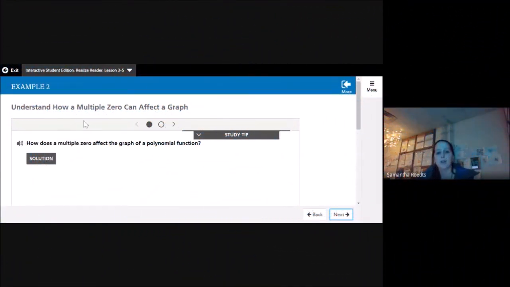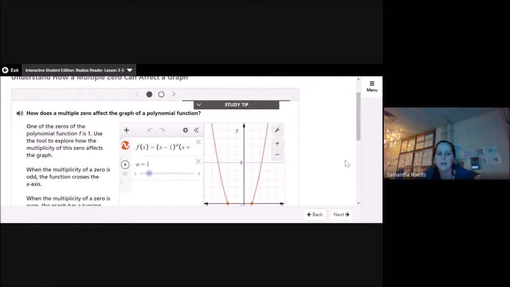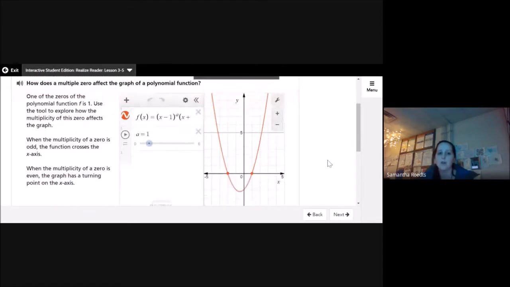All right, example 2. Understand how a multiple 0 can affect a graph. How does a multiple 0 affect the graph of a polynomial function? So one of the zeros of the polynomial function f is 1. Use the tool to explore how the multiplicity of this 0 affects the graph. When the multiplicity of a 0 is odd, the function crosses the x-axis, and when the multiplicity of a 0 is even, the graph has a turning point on the x-axis.